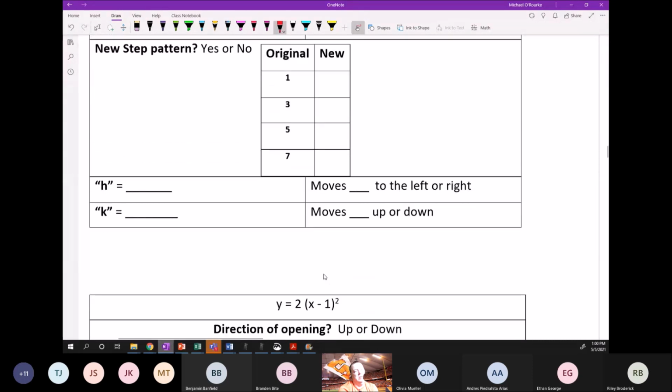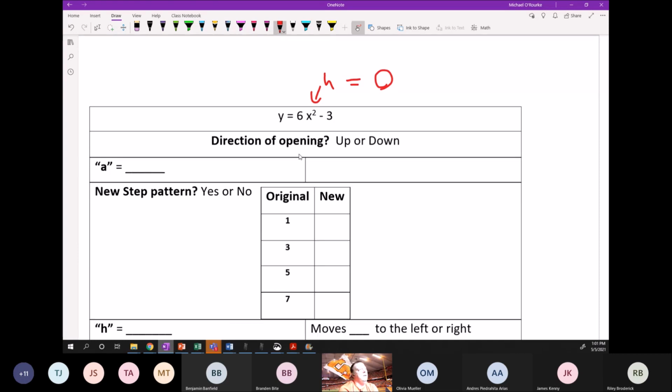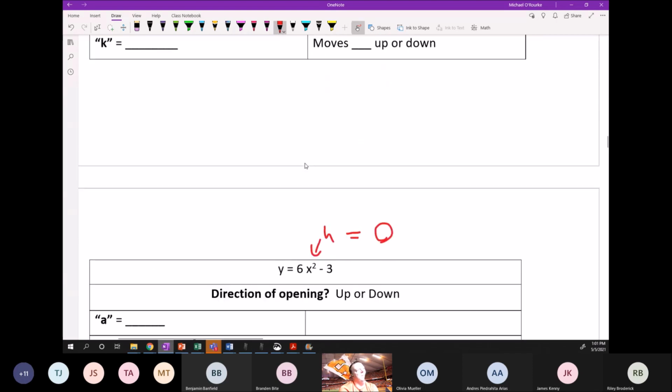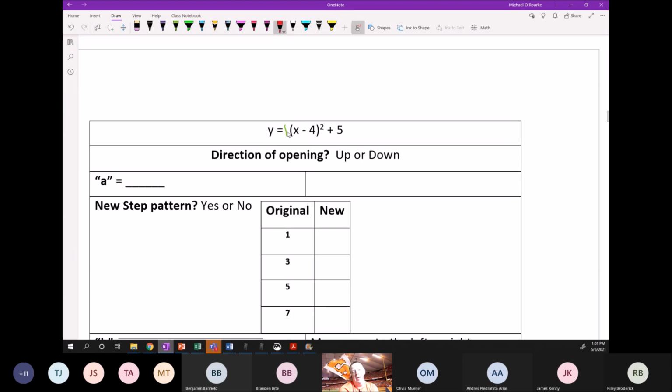Now, sometimes, does this have an H? Yes or no? Is there an H value in that equation? No. So you consider that 0, right? For this one, my H value is 0, and it's not going to go left or right. Does that make sense? So for some of them, I didn't include it, except for this one here. If there's nothing there, there's still a 1.